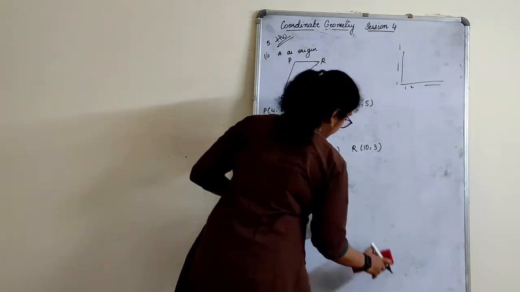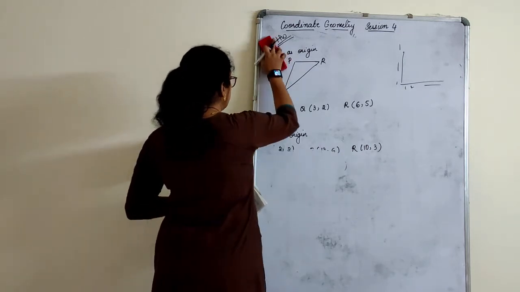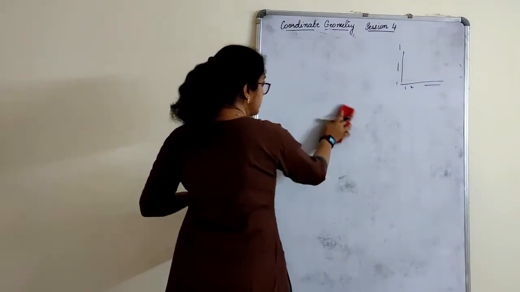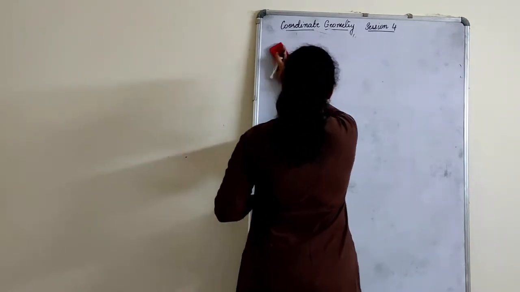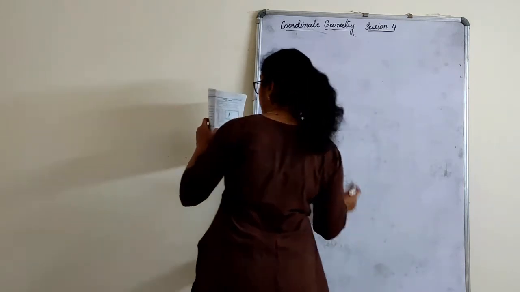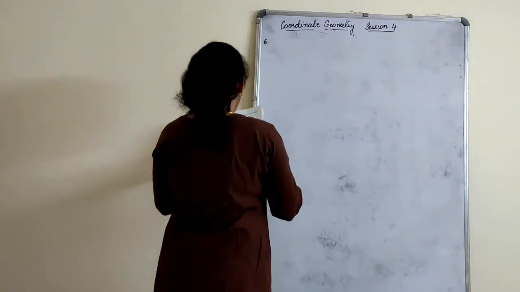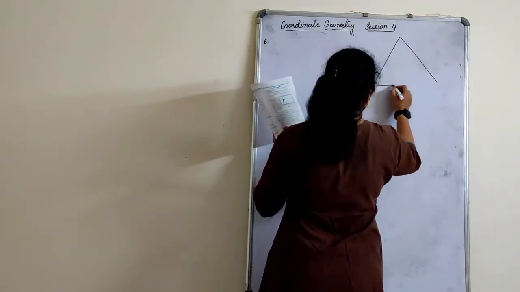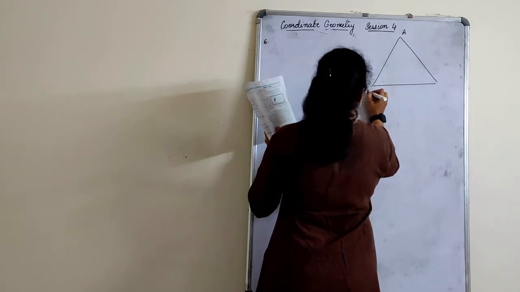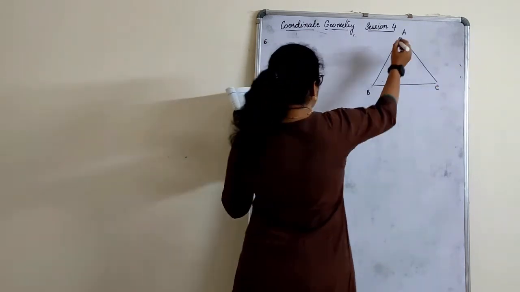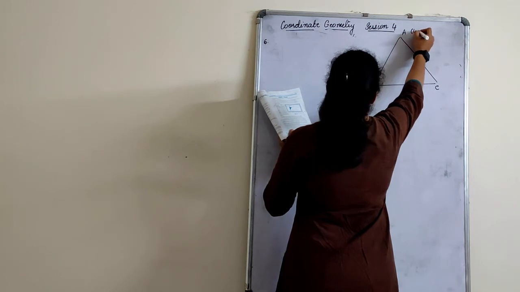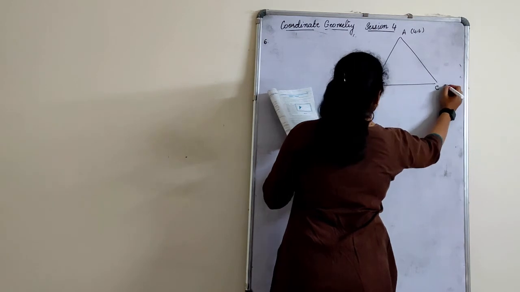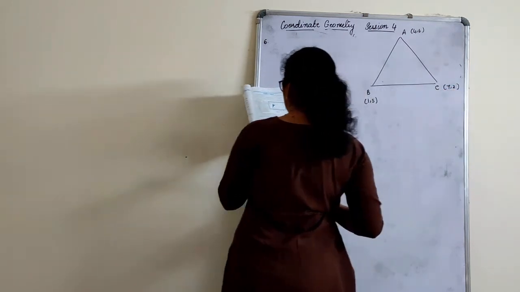Okay. Sixth one. Sixth one is a bit lengthier sum, but again a very simple sum. I'll explain the sum and mark it for homework. Sixth one, the vertices of triangle ABC. So this is the given triangle ABC, A, B and C. So vertex A is (4, 6), B is (1, 5) and C is (7, 2).